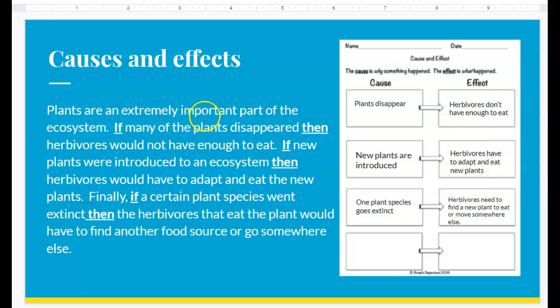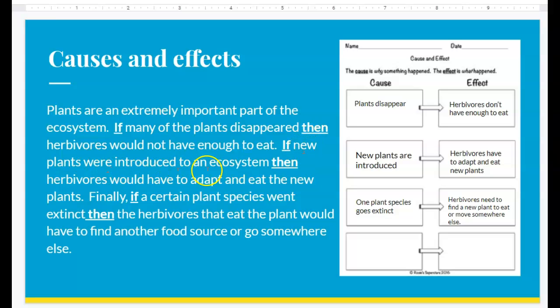Plants are an extremely important part of the ecosystem. If many of the plants disappeared, then herbivores wouldn't have enough to eat. So here's a cause, right? If the plants disappeared, well, what would happen if the plants disappeared? Then herbivores wouldn't have enough to eat. So we have this if-then statement. An if-then statement is a good way to think about a cause and effect.